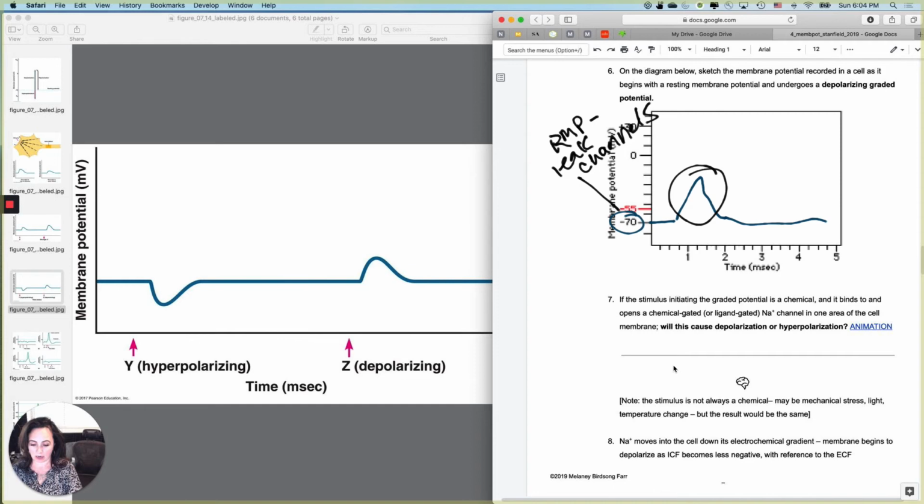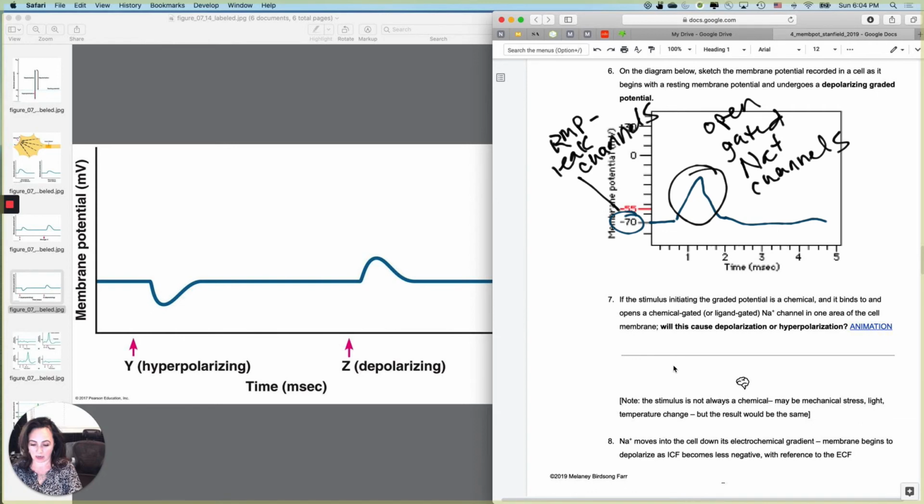Okay, so with this one right here, because I'm depolarizing, it's telling me that I'm dealing with sodium channels because, again, sodium will move from the extracellular fluid to the intracellular fluid, right? When given the opportunity. And are they gated or leak? Well, leak does resting membrane potential. Gated changes resting membrane potential. And are they open or closed? They're open. So this is opening gated sodium channels.